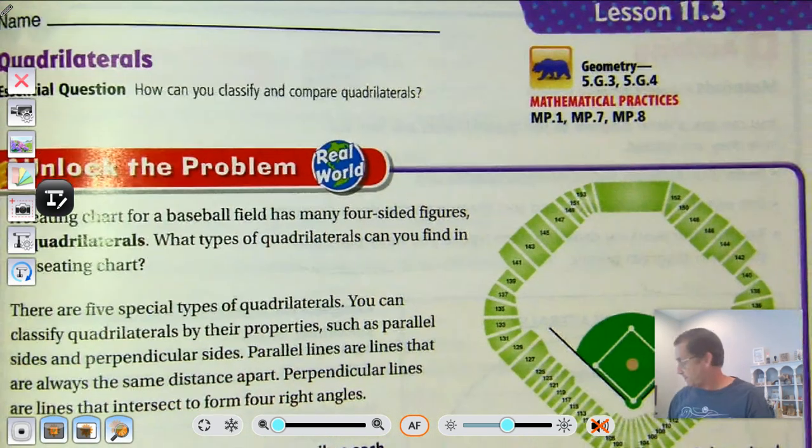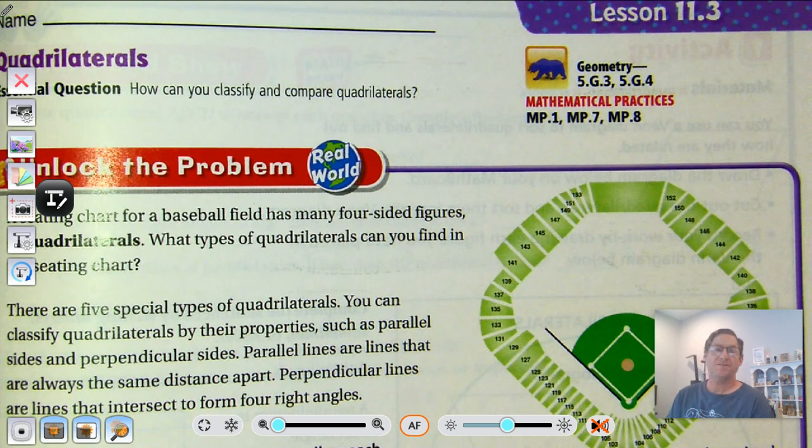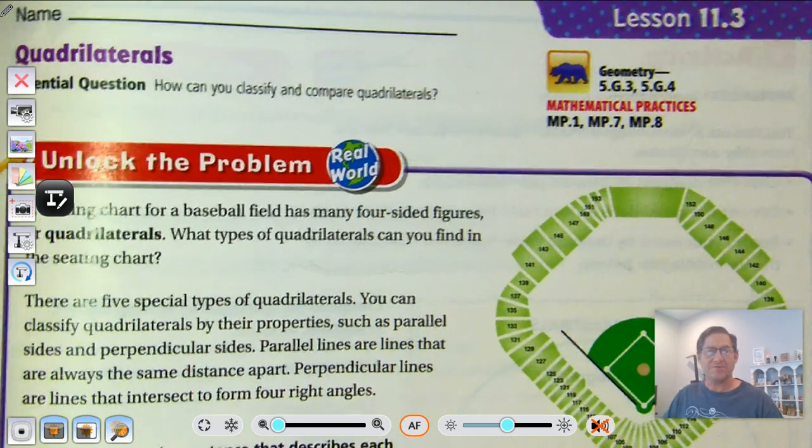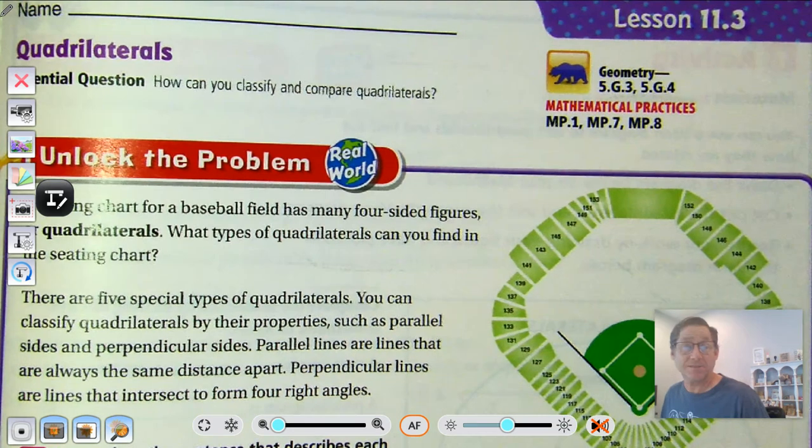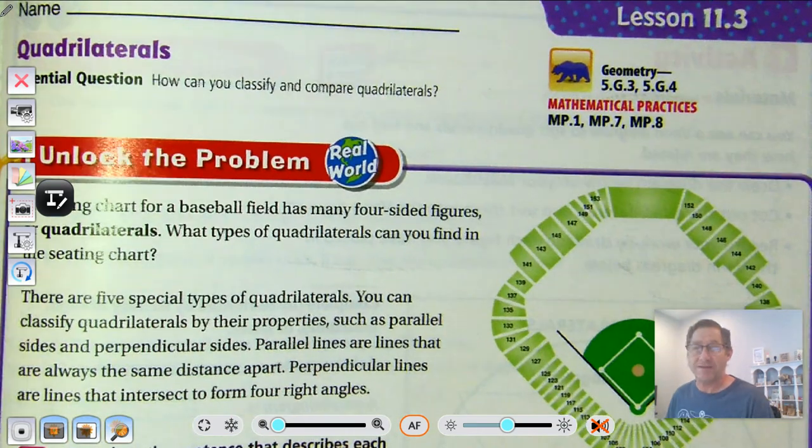Hello, everybody. All right, so we're going to continue with our chapter 11 discussion. I think at the end of my last video, I said actually we were going to continue with triangles. I don't know what I was thinking, but anyway, we're working on quadrilaterals today.